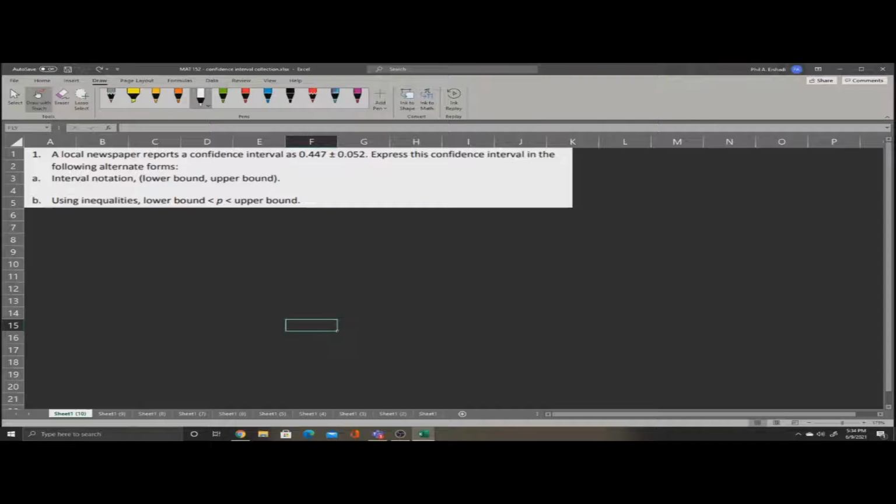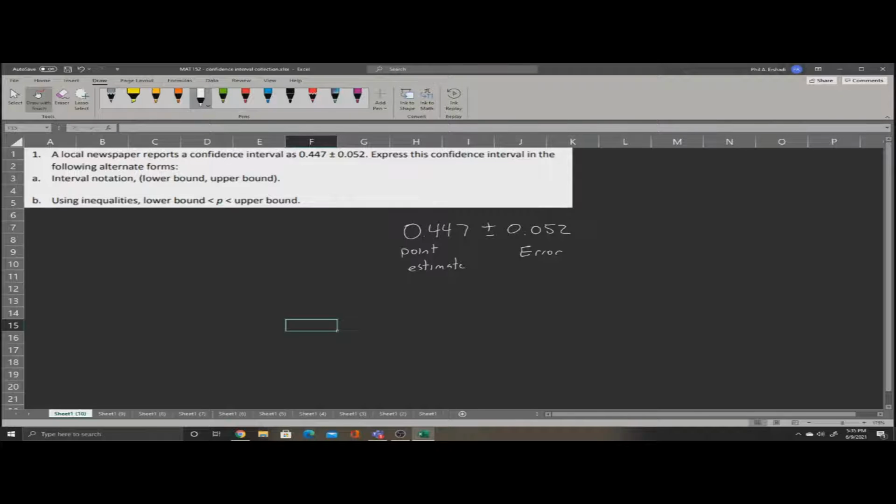First, the 0.447. This first number is called the point estimate. This is the number that our confidence interval is based on. The number after the plus or minus, the 0.052, is called the error.